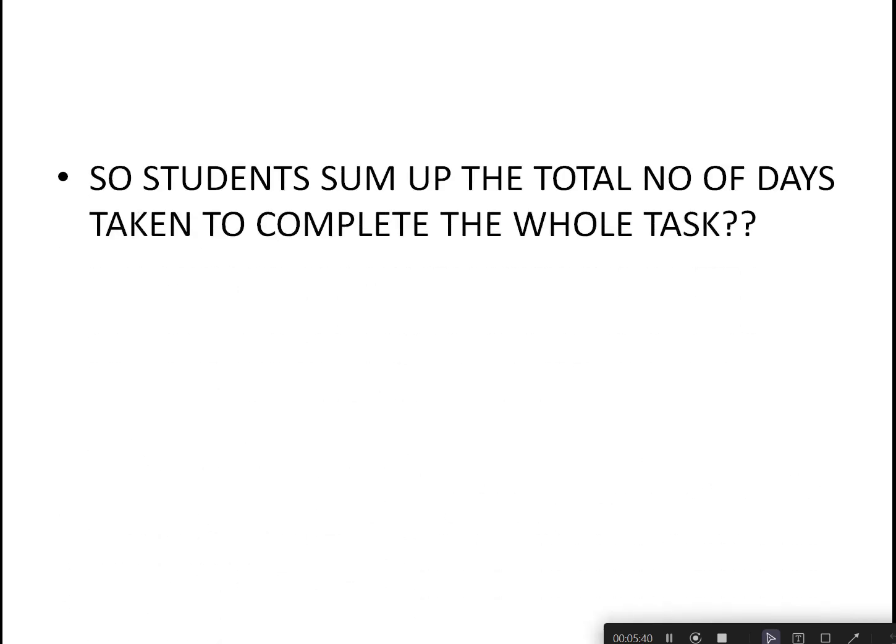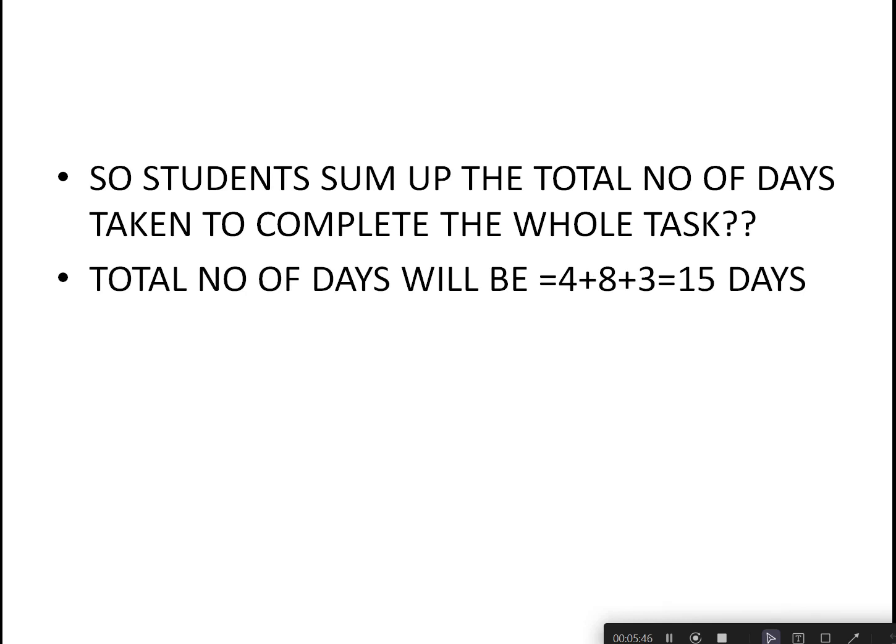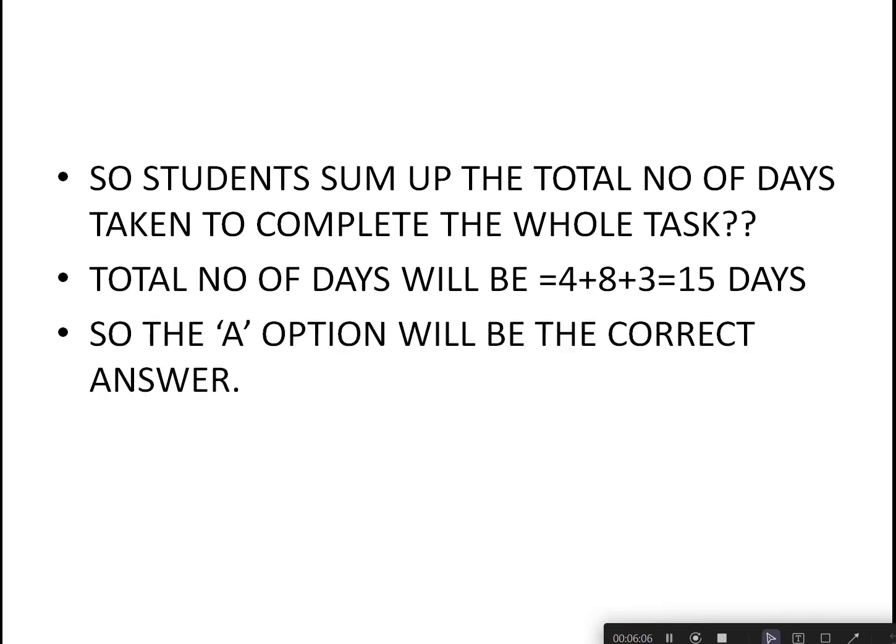So students, sum up the total number of days taken to complete the whole task. The total number of days will be 4, the initial days all were working together, plus 8 plus 3, that will be 15 days. So option A will be the correct answer.